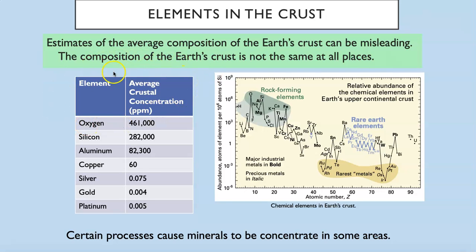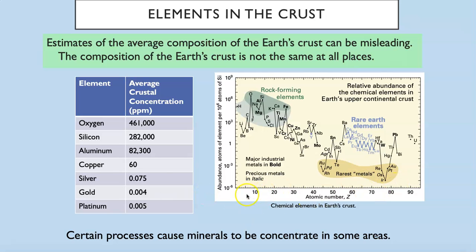Over here I have some common elements and their average concentration in the continental crust. Oxygen and silicon, which if you recall are the most common elements in the crust, are very abundant, and ppm means parts per million. And so we have oxygen and silicon, and that's why the silicate minerals are so common. And then aluminum is fairly common, but things like copper, silver, gold, platinum, they are very, very rare when it comes to their average concentration.